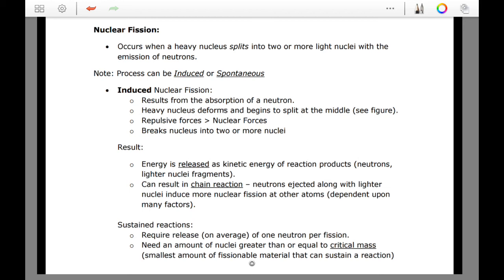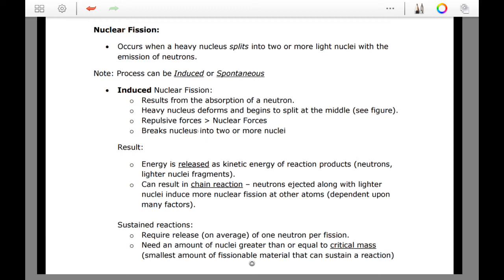And then as we'll see a little bit later also, once this nucleus deforms, it's more likely to be overcome by the repulsive Coulomb forces, which will overcome the nuclear forces attracting these nucleons together. So once this neutron comes into contact with the nucleus, the nucleus will deform to where the nuclear forces are no longer the strongest force affecting the nucleus. So it results in the break of a nucleus into 2 or more nuclei.